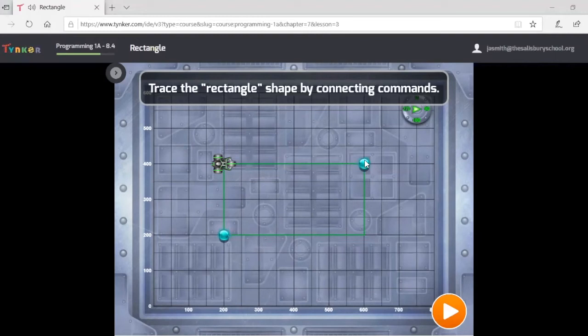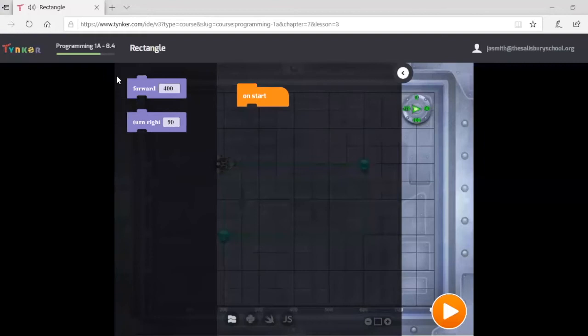So we need to turn right, and then we're going to count 100, 200. So our vertical, or our shorter lines, are 200, and our horizontal lines are 400. So let's go now and see what blocks they give us. So we've got go forward 400, which matches what we counted. And then we need to turn right at a 90-degree angle. Then we've got to go forward again, but now we're on our short line.